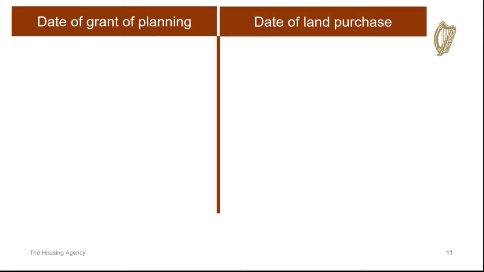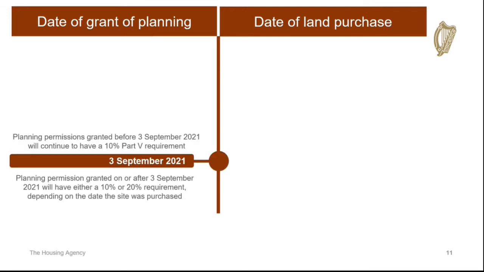The Part 5 requirement is determined by the date of the grant of planning permission and the date of land purchase. Planning permissions granted before the new legislation was commenced on the 3rd of September 2021 will continue to have a 10% Part 5 requirement. Planning permissions granted after that date will either have a 10% or 20% requirement, depending on the date the site was purchased.